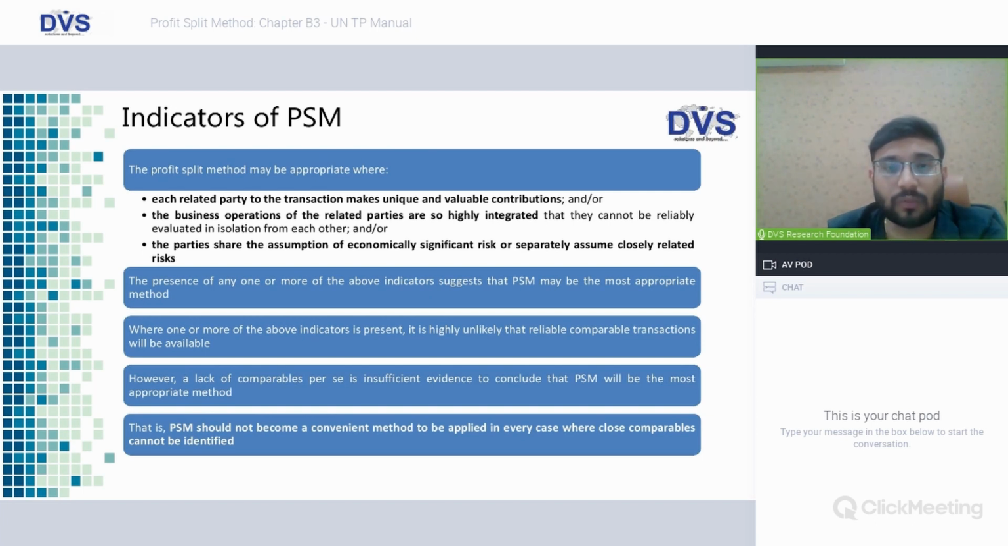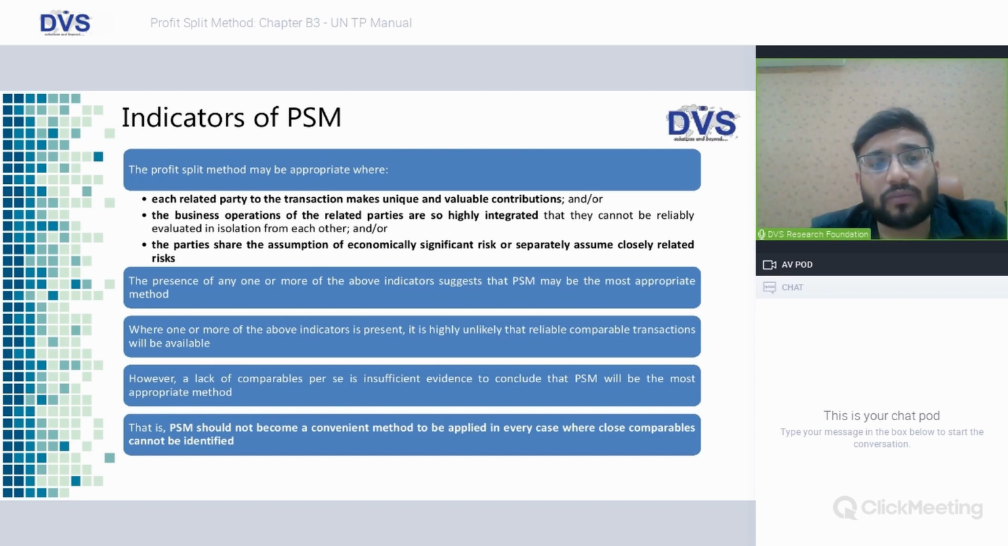Second, it has to be valuable, and/or the business operations of the parties are so highly integrated, as I said, friends, that they cannot be reliably evaluated in isolation. So the business operations need to be integrated. One activity's output would be an input for another entity or for another activity, and likewise the entire series of transactions is placed.